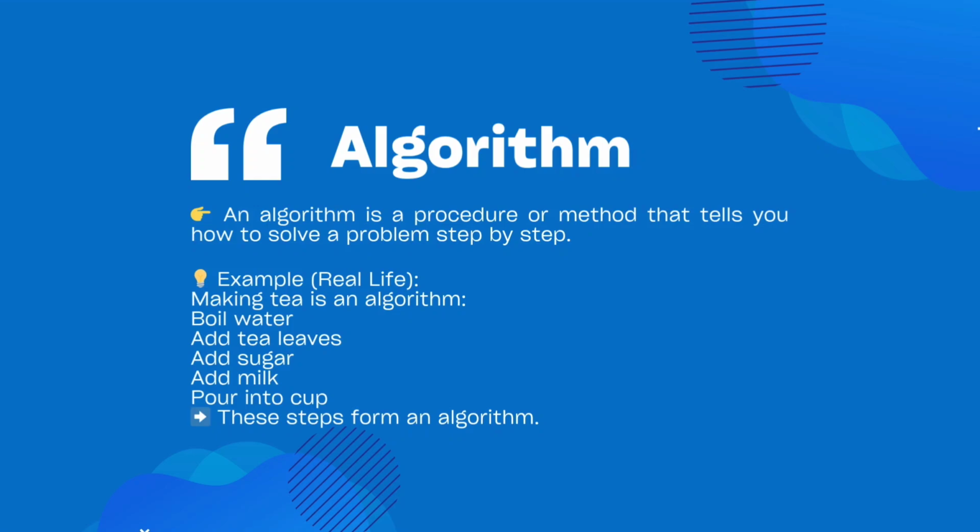What is an algorithm? An algorithm is a procedure or method that tells you how to solve a problem step by step. Real life example, making tea. Boil water, add tea leaves, add sugar, add milk, pour into cup. These steps form an algorithm.